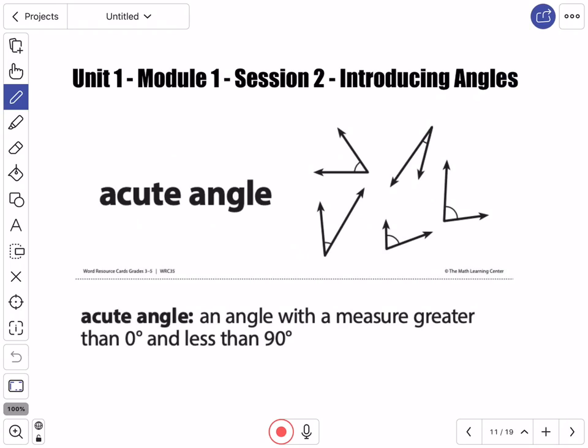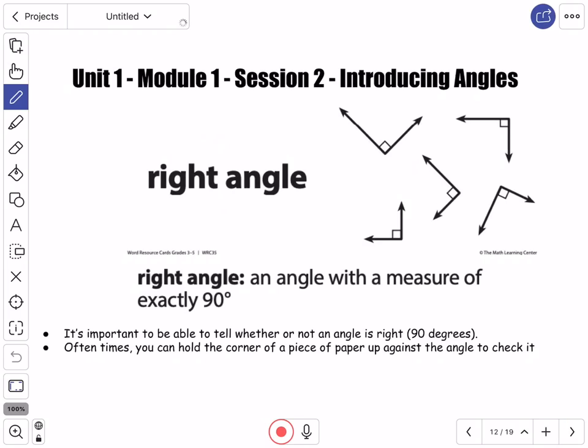So 180 degrees. An acute angle is an angle measure that is less than 90, so it's anywhere between 0 degrees and 90. It's more than 0, but less than 90, okay? So it's very cute.